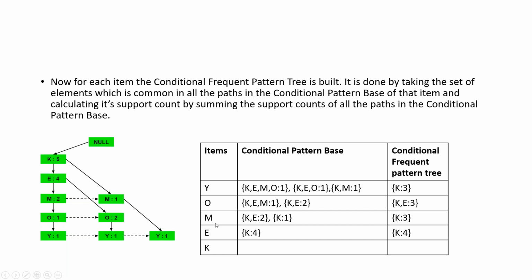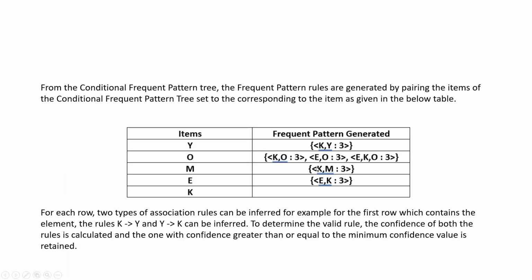For M, we are having only the single element K, so the pattern pair for M will be K comma M. With E, we are having only K, so the pair with E will be E comma K. So that is the step we are doing here. These are the final pairs which we get after the FP tree method. Now we will create the rules.